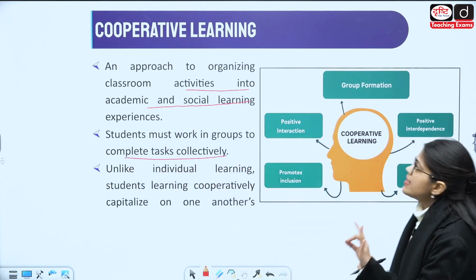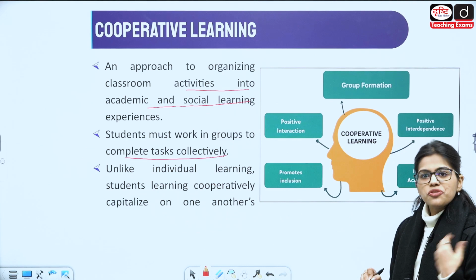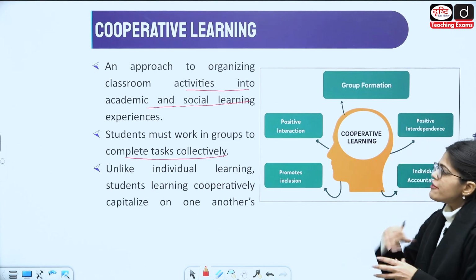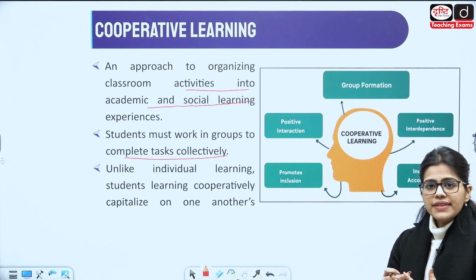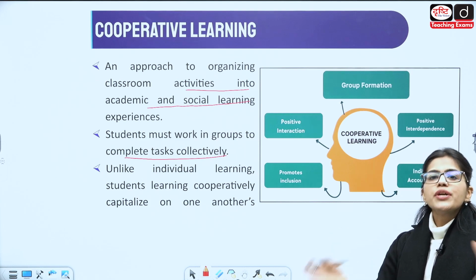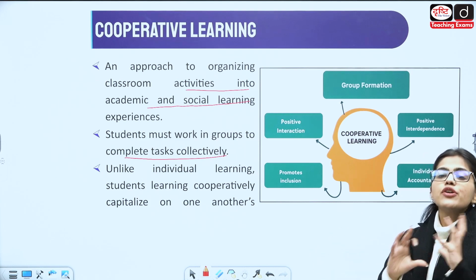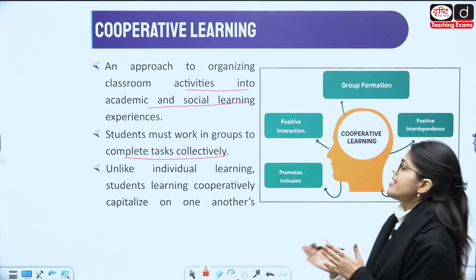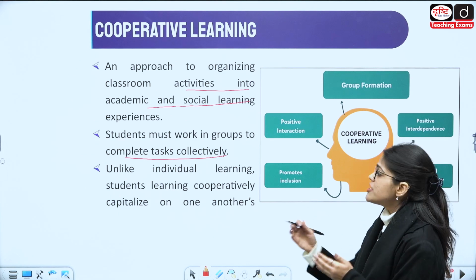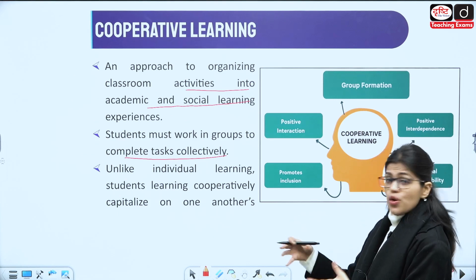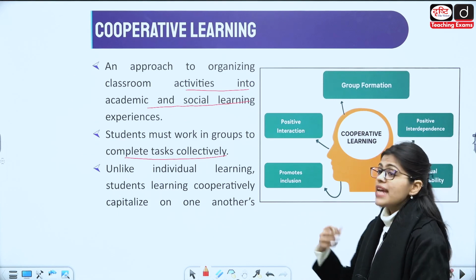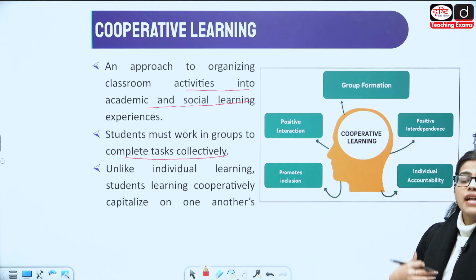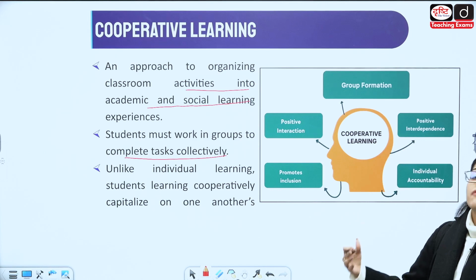Once you see the name cooperative learning, it means you're going to cooperate with one another and learn. This means it is a kind of group activity. What is a group activity? Two or more people work together to solve a problem or come to a conclusion. That is cooperative learning. Unlike in individual learning, they are not only focusing on themselves but on their social learning behaviors also.